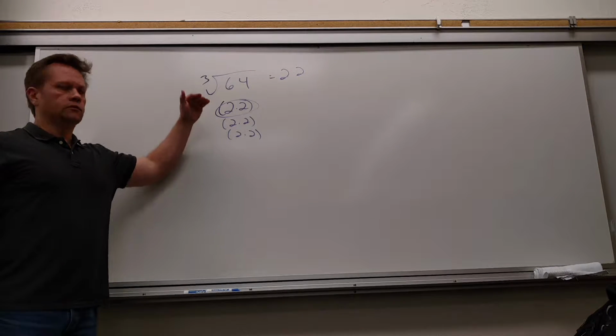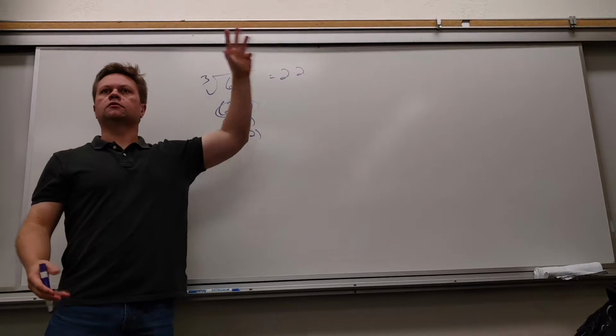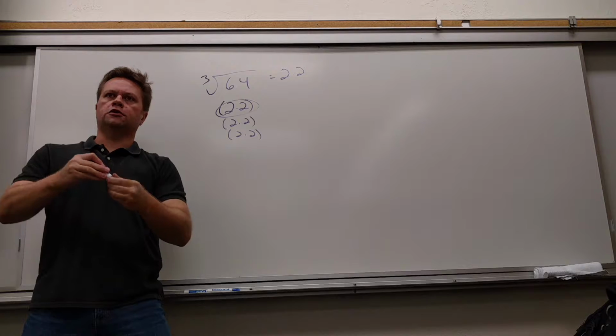What do you have 3 of? 3 2 times 2s. So what's the cube root of that? Then it's equal to 2 times 2. Because you break it into thirds, and you take one of them.